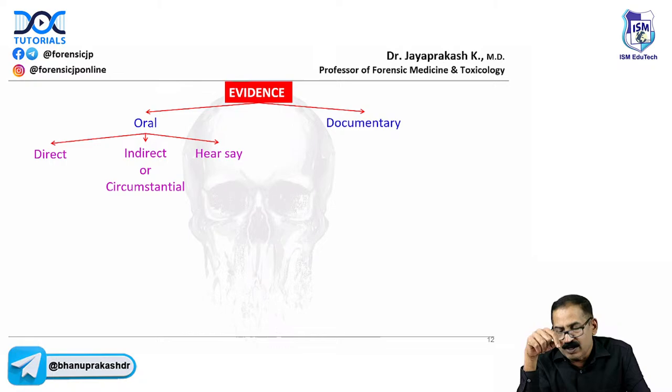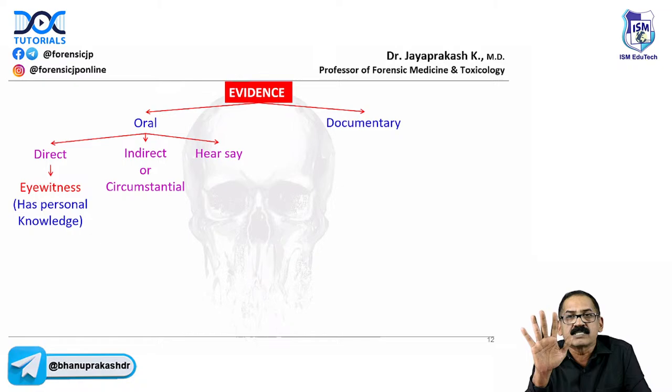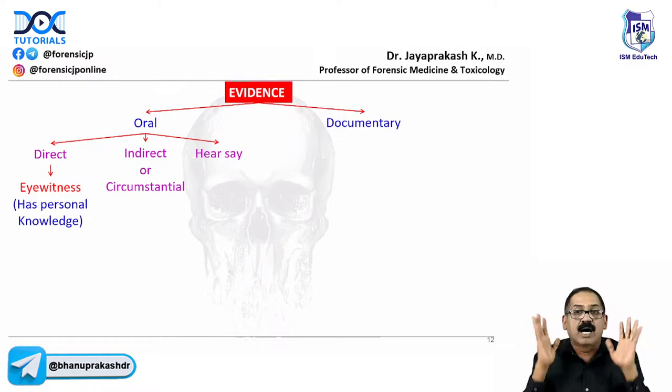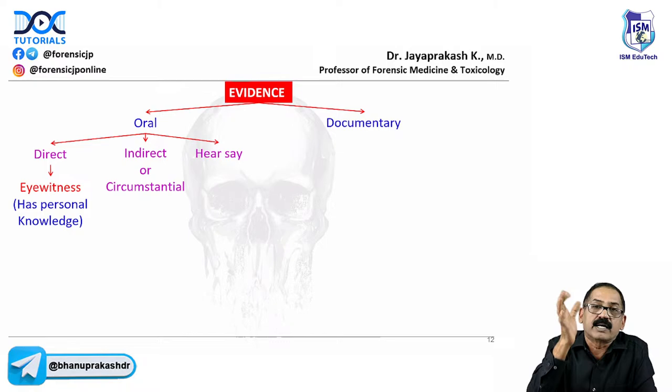What is direct evidence? Direct oral evidence means the person has personal knowledge about the fact. Every person has five senses. Some people have six or seven senses, like common sense, nonsense, whatever it is. I'm talking about actual senses. If a person goes and tells in the court of law what he has seen, heard, smelled, tasted, or touched, it is known as eyewitness evidence, direct oral evidence.